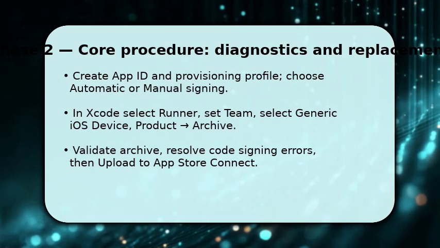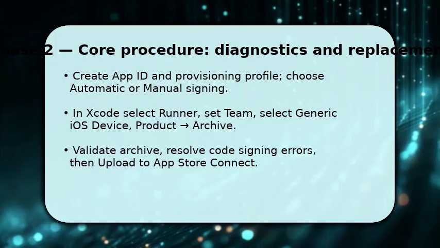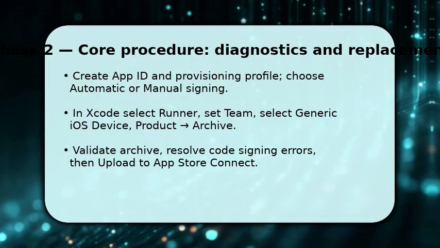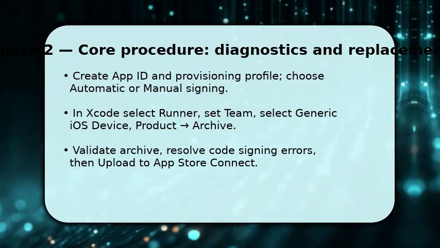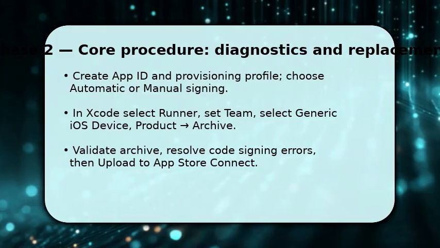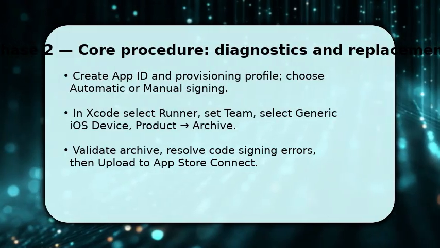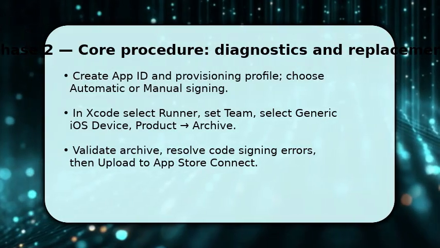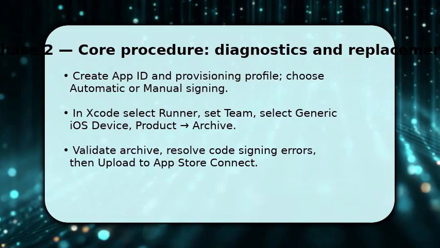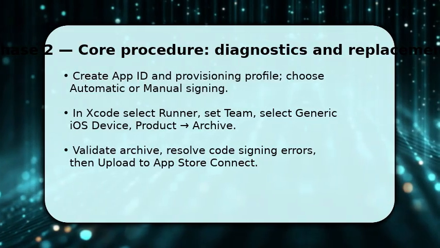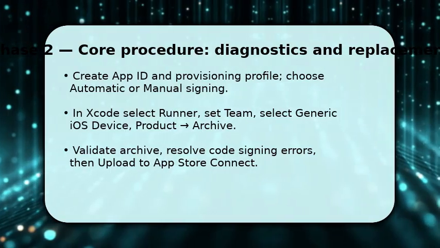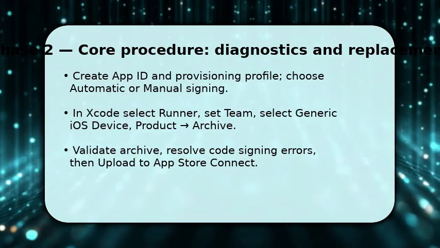In the Apple Developer Portal, confirm the app ID and provision a profile, or let Xcode manage signing automatically. In Xcode, pick your team, target a generic iOS device, and choose Product > Archive to create the distributable. Once archived, press Validate to catch code signing or entitlement issues early, fix any mismatches in signing and capabilities, and then upload the validated archive to App Store Connect. This is the core step.